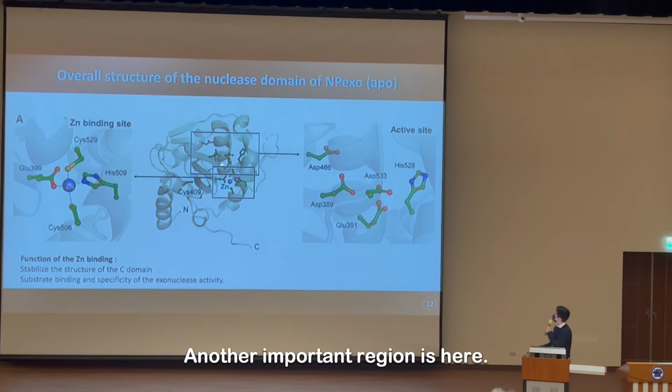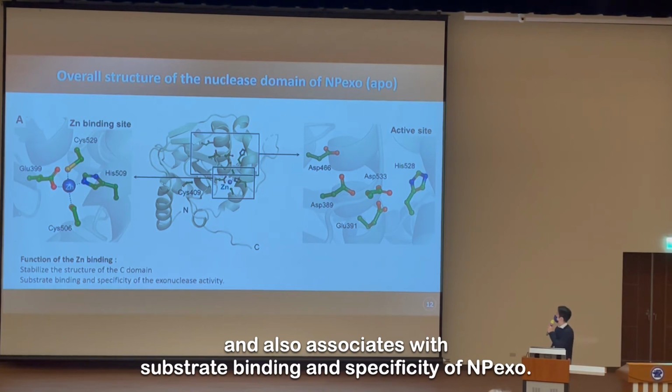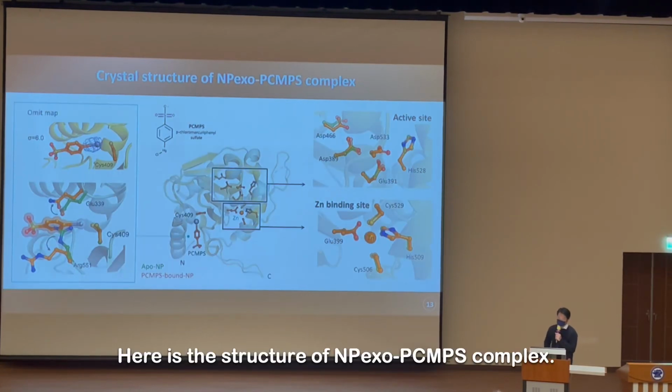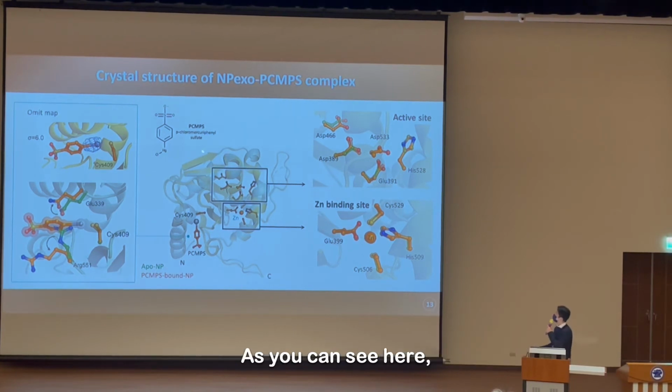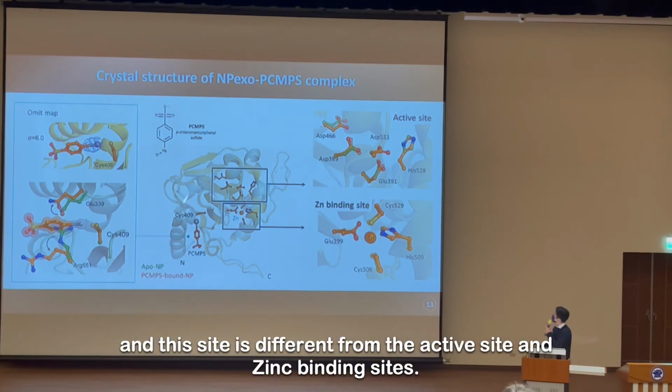And another important region is here. Here is the ligand binding site. The ligand binding site is very important for stabilizing the overall structure of the nuclease domain, and is also associated with substrate binding and specificity of NPexo. And here is the structure of the NPexo PCMPS complex. As you can see here, the yellow one is the complex structure. PCMPS reacts with the cysteine 409 residue here. And this site is different from the active site and zinc binding site.